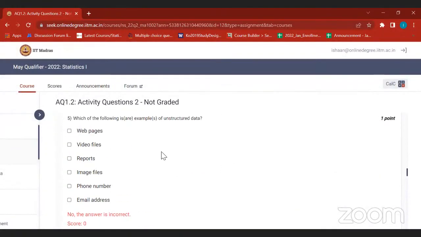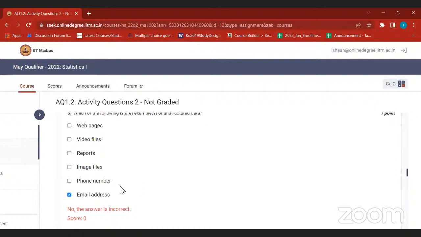For me, mail should be structured because first we have the name, then the at the rate sign, then the account, meaning Gmail or the domain name. So it should be structured. And the report should be structured because there is an order. Yes, sir, first we write a heading, then the body.